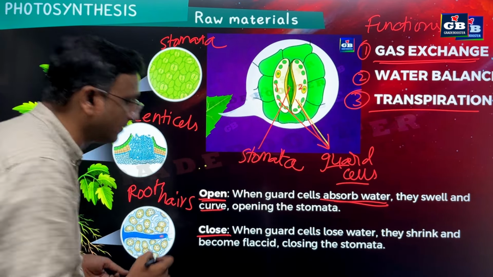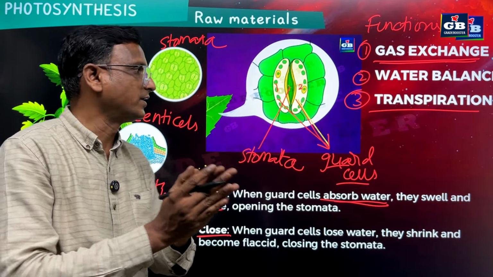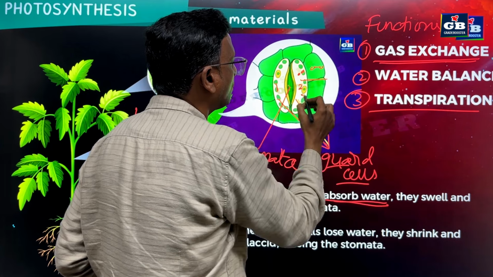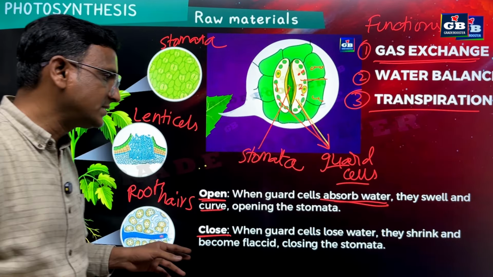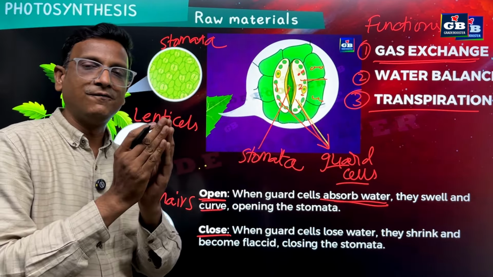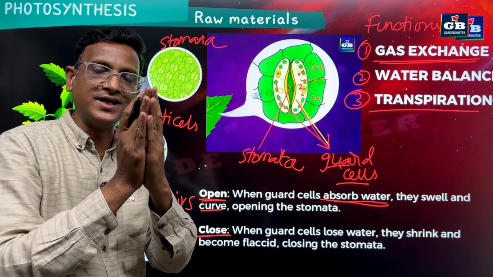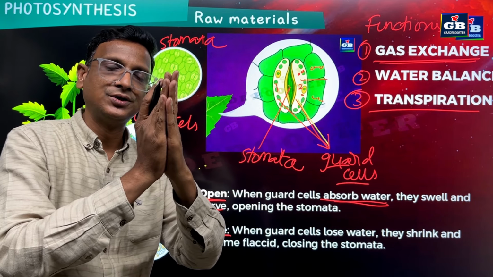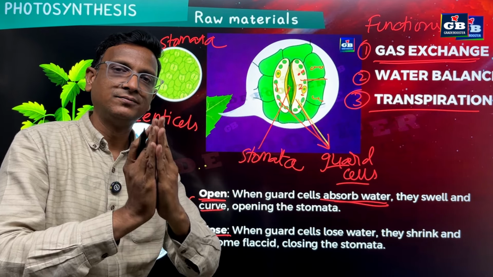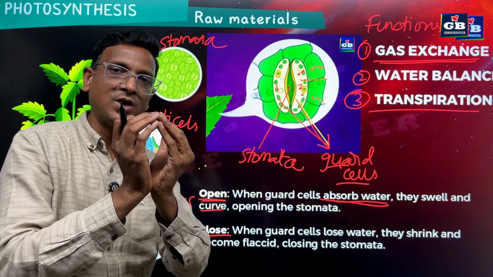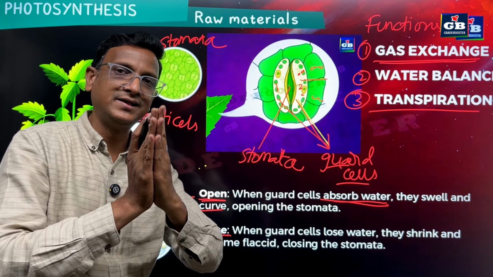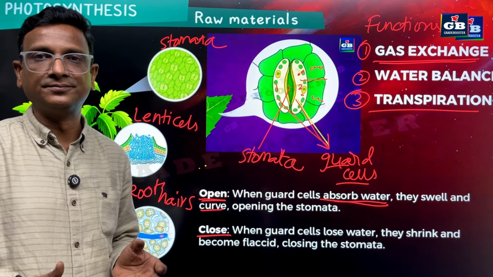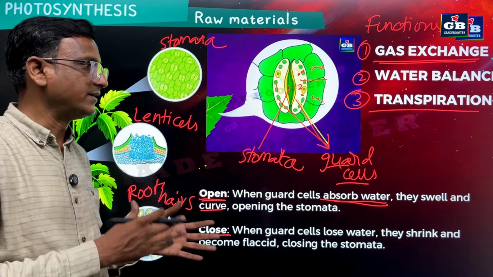And closing of stomata. When guard cells lose water, when the water goes out of the stomata, these stomata become flaccid, flat, shrink. Then the guard cells come close and the stomata is closed. When there is more water, swelling and opening. Less water, becoming flat and flaccid, closing of stomata. So depending upon the availability of water, the stomata are operated in a plant.